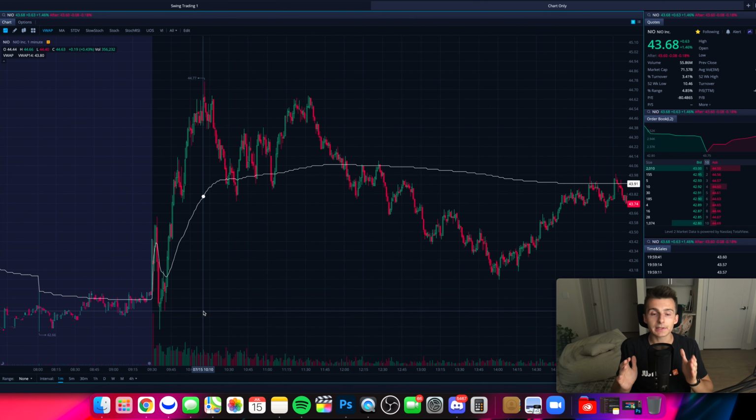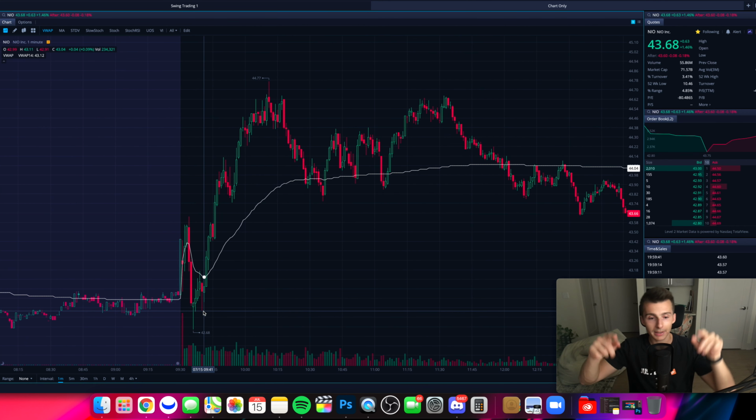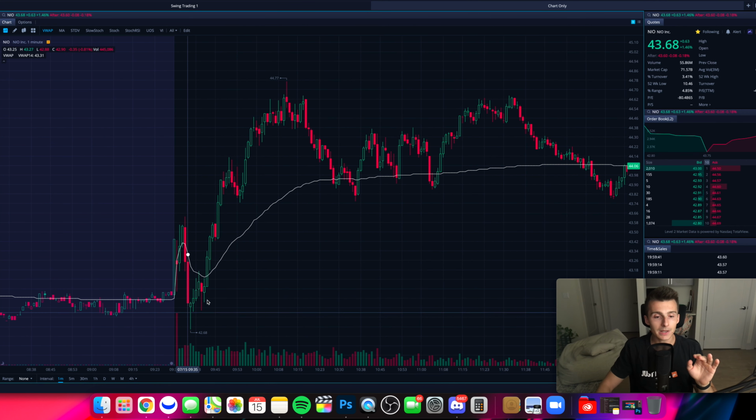VWAP is generally seen as an indicator where a stock is bullish when above and bearish when below, and we could not have seen that more perfectly here today with NIO. So NIO initially opens up, it kind of gets choppy the first few minutes, and then it immediately starts to push on up. It gets above VWAP and it pushes on up. It did not come back and test VWAP until just about 10:30. So a little bit after an hour, over an hour after the market was open, it comes back down to test VWAP.